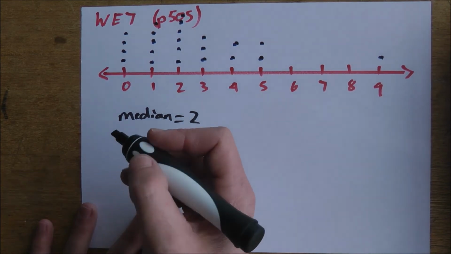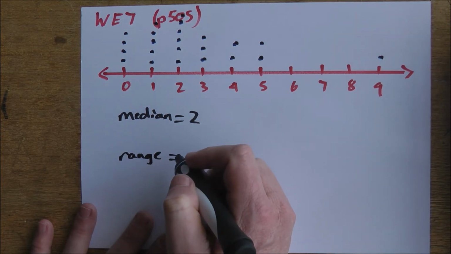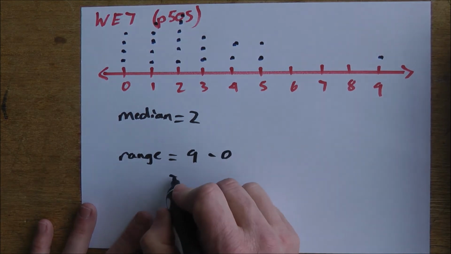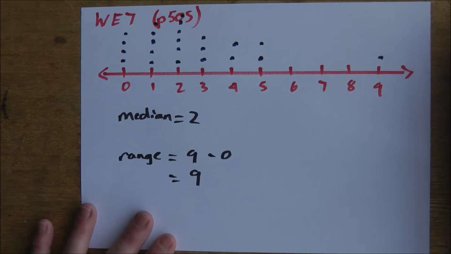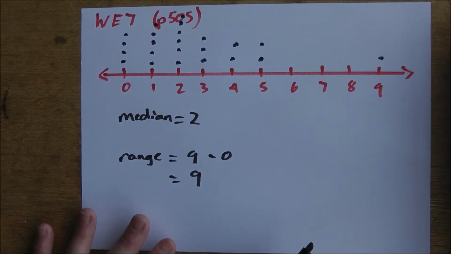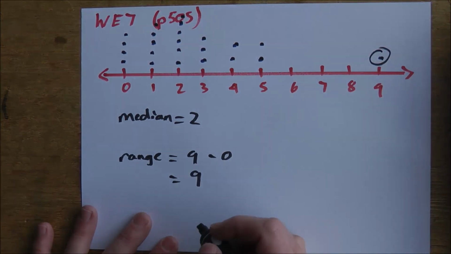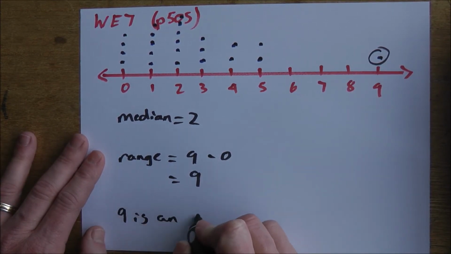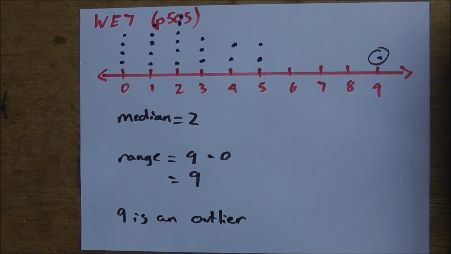We need to find the range, so range equals the biggest minus the smallest. The biggest one is 9, smallest is 0. 9 minus 0 is 9. So there's a spread of 9 between the lowest number of siblings and the biggest number. And comment on any outliers. Well, we can see that this guy here is clearly out on his own. So 9 is an outlier. And that's all we have to do.